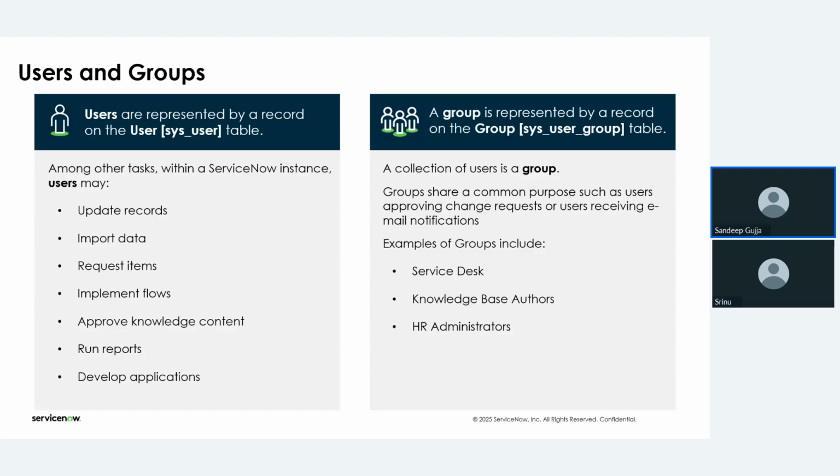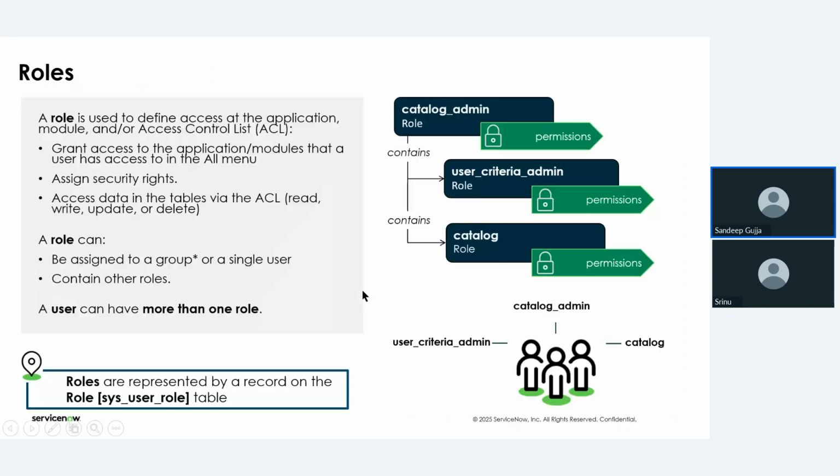Whereas coming to the table for a group, it is sys_user_group. Then after, we will move on to the roles, and I will explain how a role is defined, what the roles contain, and what things can be explained in a very clear way. Okay. So coming to the role, what is this role and what are the things that can be controlled by this role?